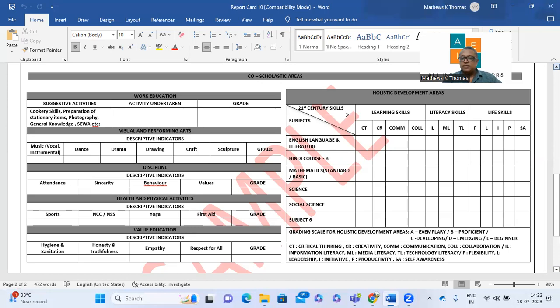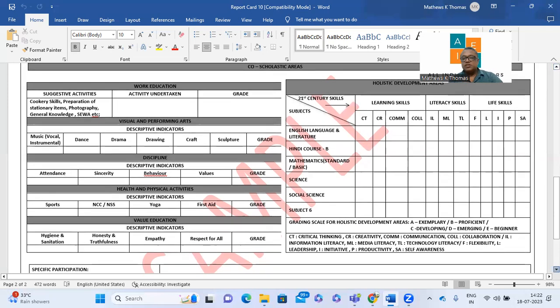CT is critical thinking, right? So for any language, are they using critical thinking? CR stands for creativity. Then COMM stands for communication. Then we have the literacy skills, that is information literacy, media literacy, technology literacy. So this is all new things which can be included. And in life skills, F stands for flexibility, leadership, initiative, productivity, self-awareness. So these are criteria on the basis of which the holistic development areas, besides the marks, can be assessed and grades can be given on the basis of these parameters.